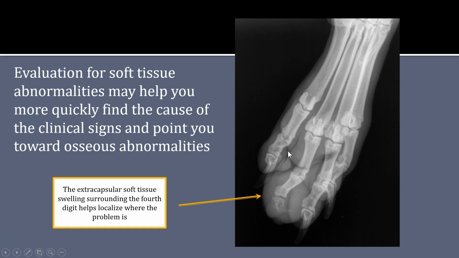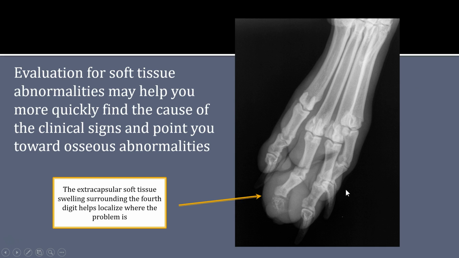In summary, keeping in mind these soft tissue alterations, evaluation for these abnormalities might help us more quickly find the cause of the clinical signs and then point us towards the osseous abnormalities that we're going to learn about in the next presentation. As I said in my systematic review, I like to start with the soft tissues.